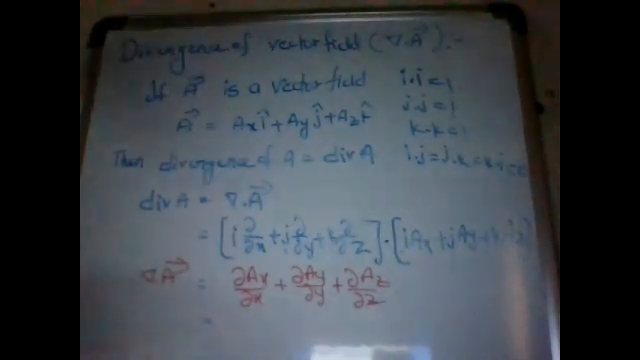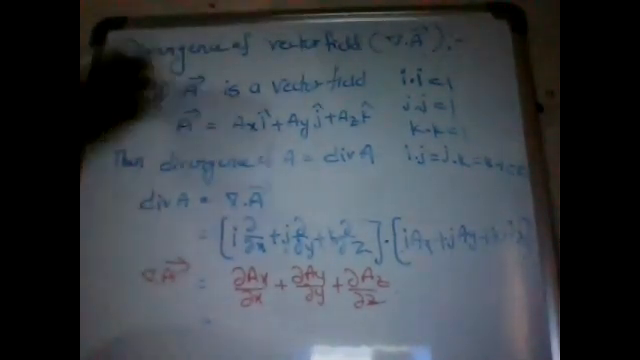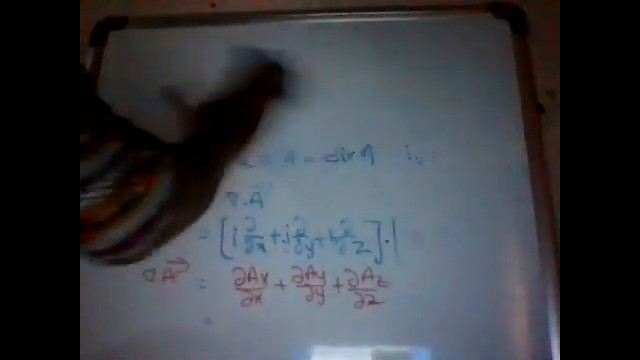Next, proof. So proof of divergence of a vector field.